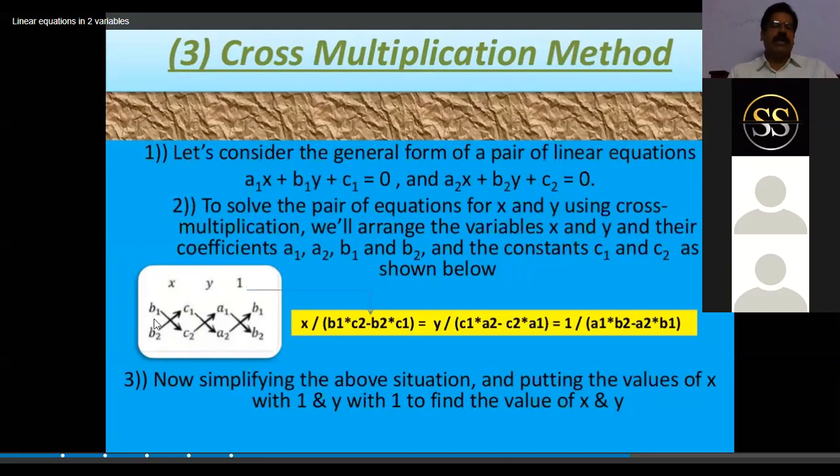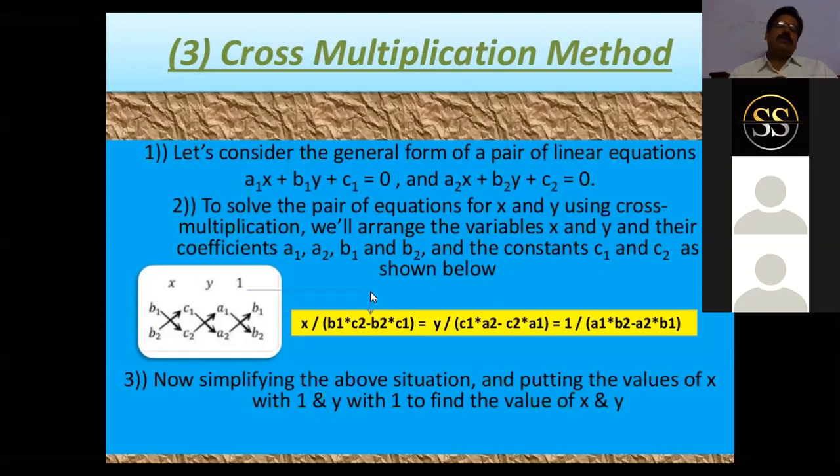Then x by b1 c2 minus b2 c1, that is, b1 into c2 minus b2 into c1. y by c1 into a2 minus c2 into a1. 1 by a1 b2 minus a2 b1. This is the formula to solve by the cross multiplication method. Don't forget a1x plus b1y plus c1 equal to 0, a2x plus b2y plus c2 equal to 0. Now simplify and put in the values with 1 and y, 1 to find the values of x and y.